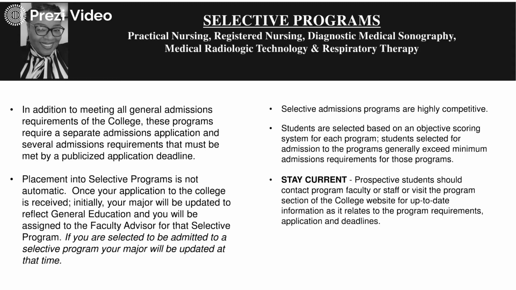Selective programs are highly competitive. Students are selected based on an objective scoring system for each of these programs. Students selected for admissions to the programs will generally exceed the minimum admissions requirements for those programs. Stay current. Prospective students should contact the faculty or staff or visit the program section of the college's website for up-to-date information as it relates to the program's requirements, the application, and its deadlines.